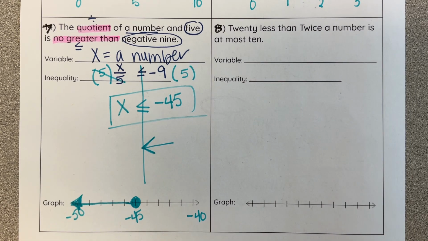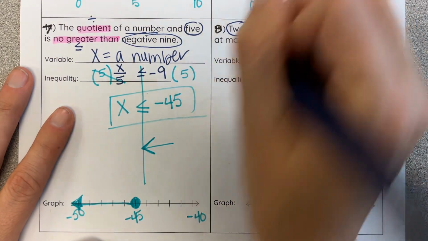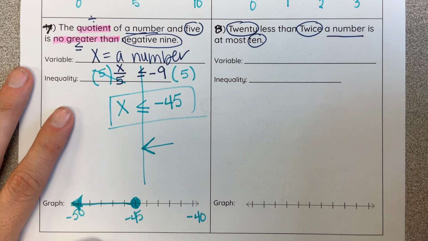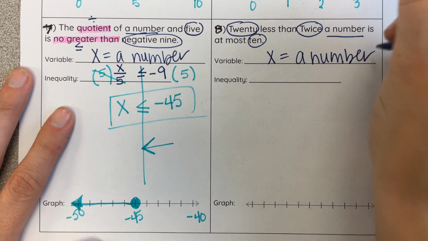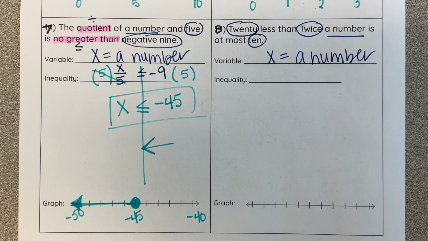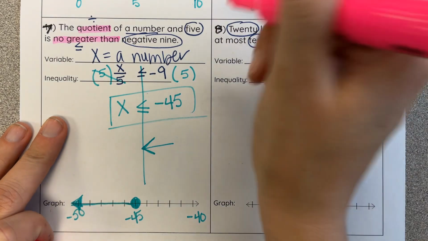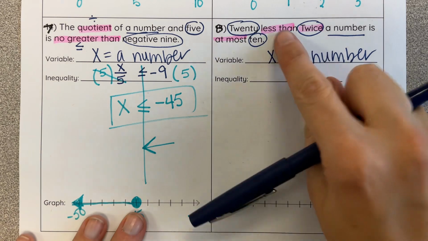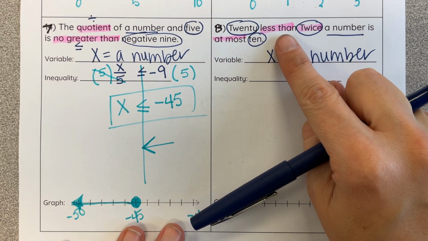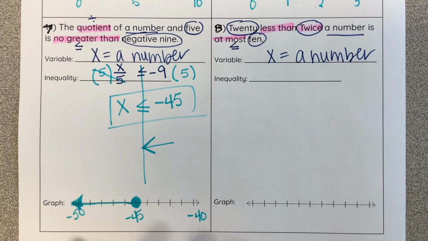All right, last one. 20 less than twice a number is at most 10. So circling my numbers, underlining our unknown. Again, x equals a number. Highlighting some key information here. Less than. Twice is also an operation. At most. Remember, it can be tricky because less than could be subtraction or the inequality symbol, but at most is our inequality symbol. So at most 10 means it's less than or equal to 10.